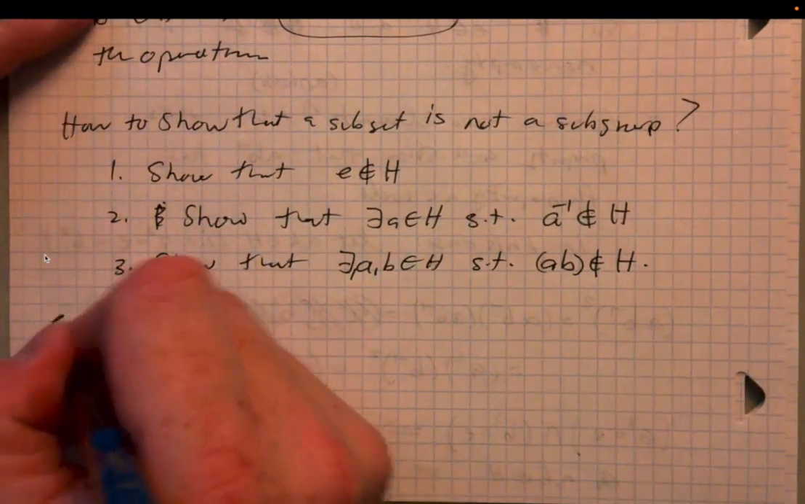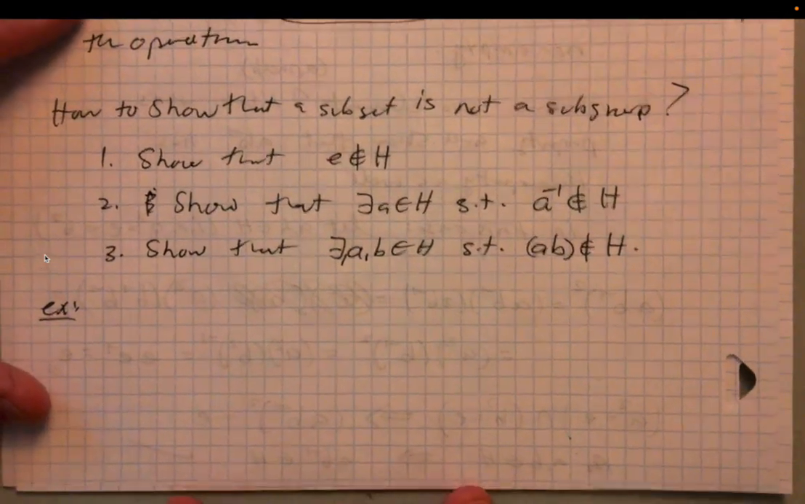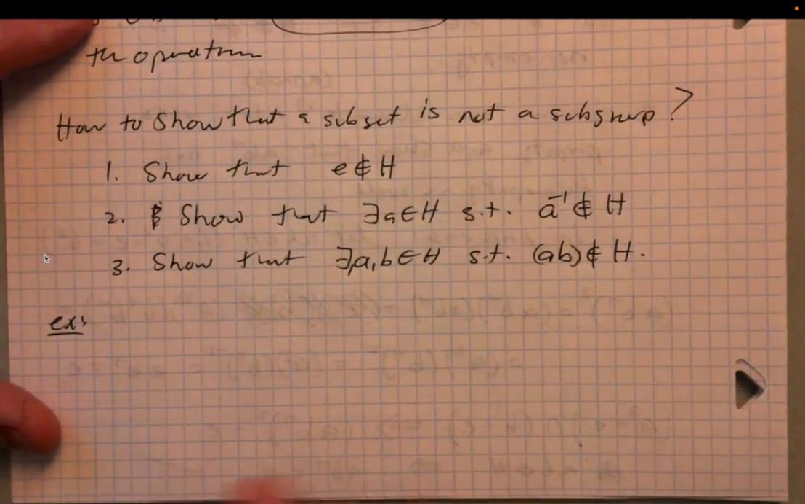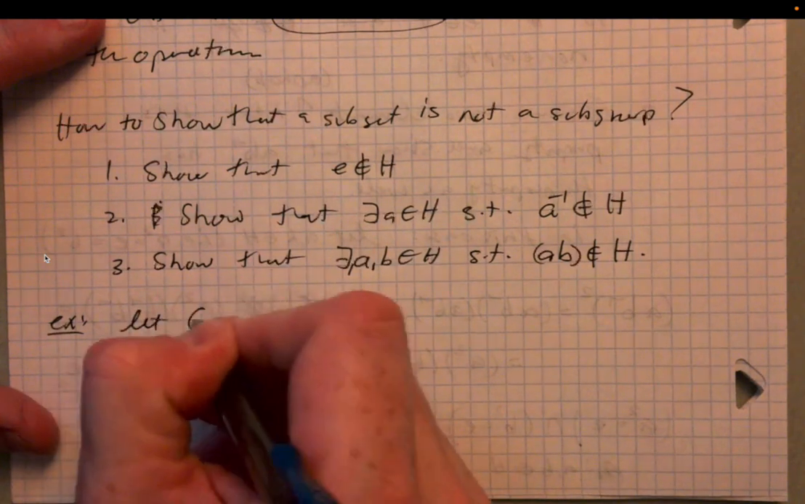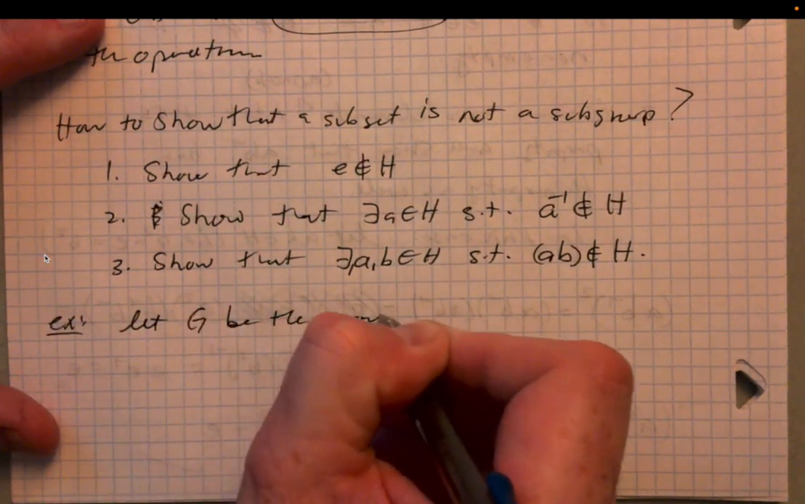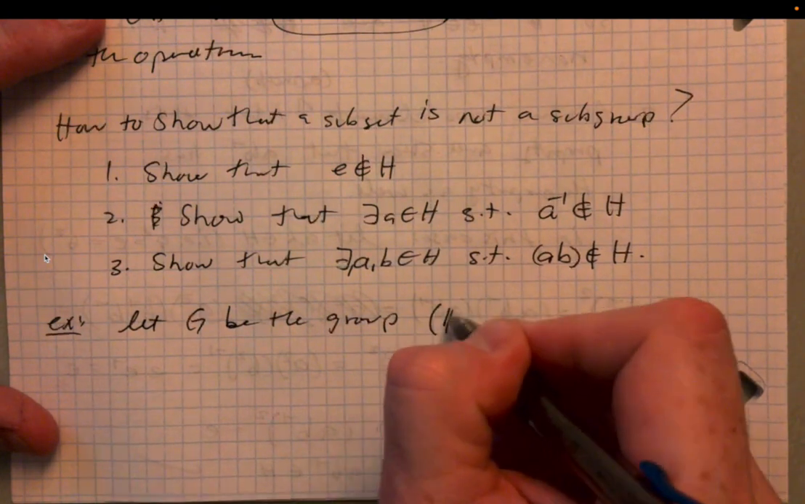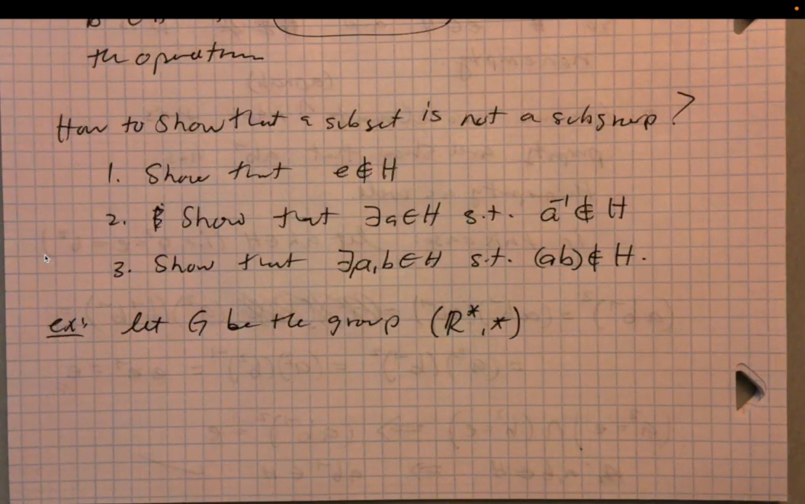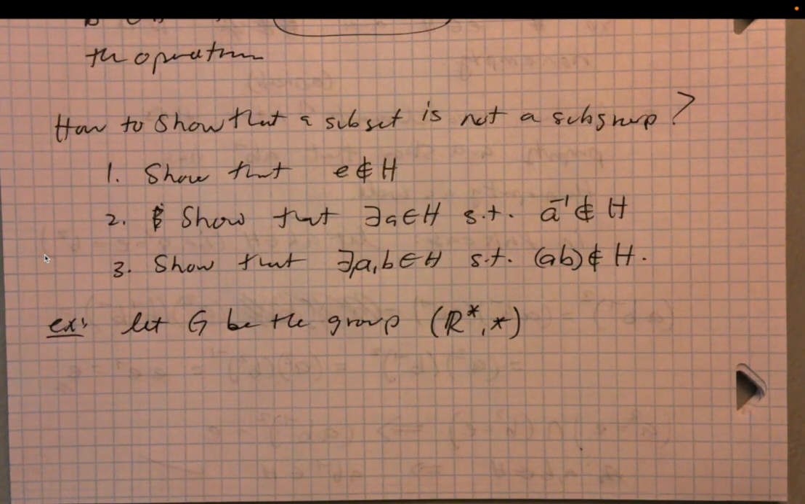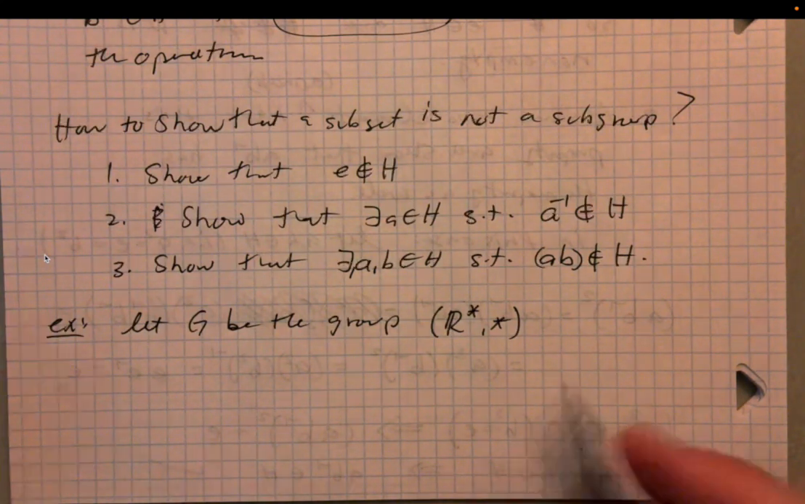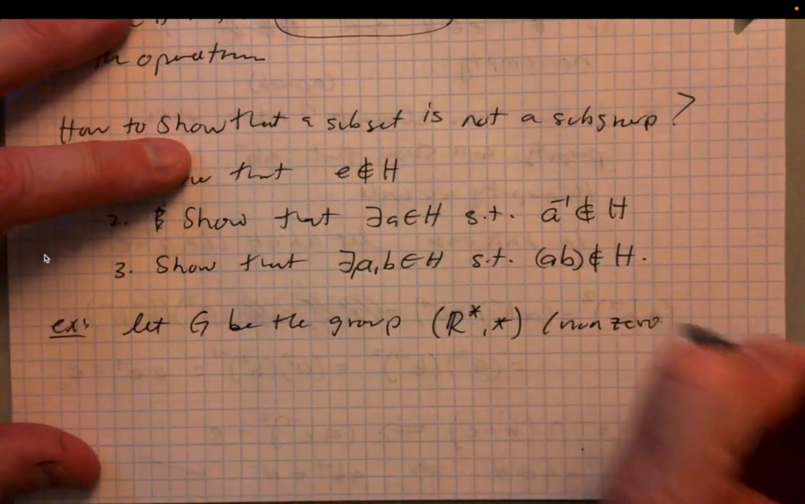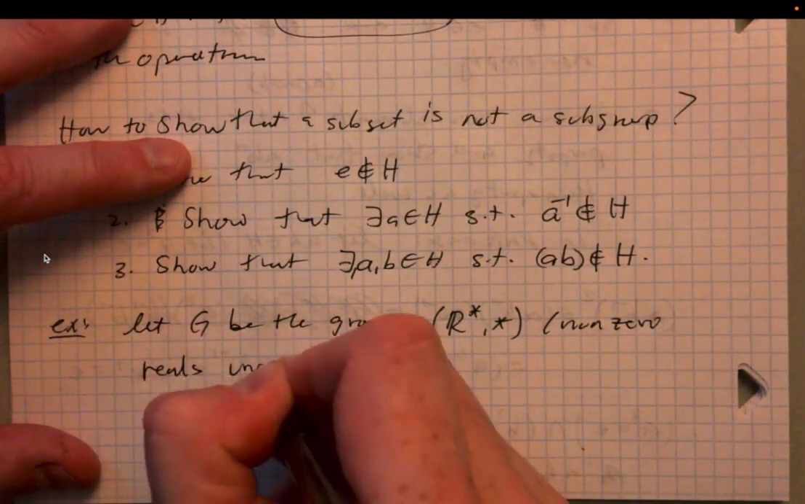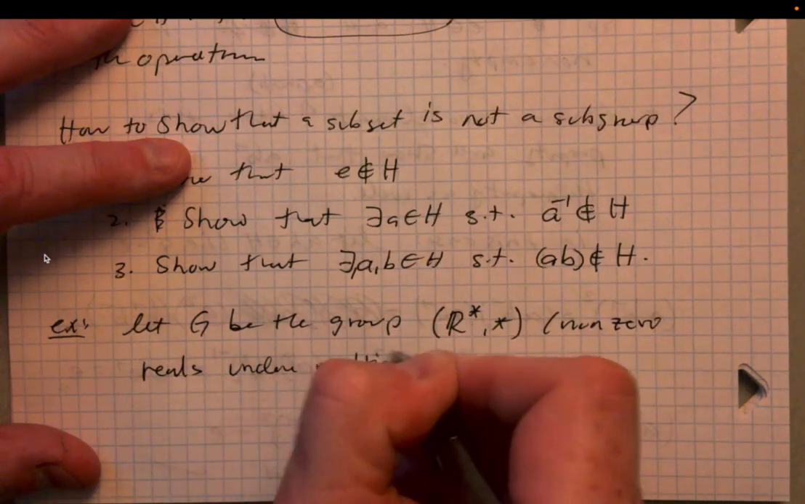And we can do a quick example of this. This will be things you'll see. We're going to let G be the group we've seen before. We're going to call it R star under multiplication. Remember, R star was the non-zero real numbers, excluding 0. This group is the non-zero reals under multiplication, and we saw before that it was a group.